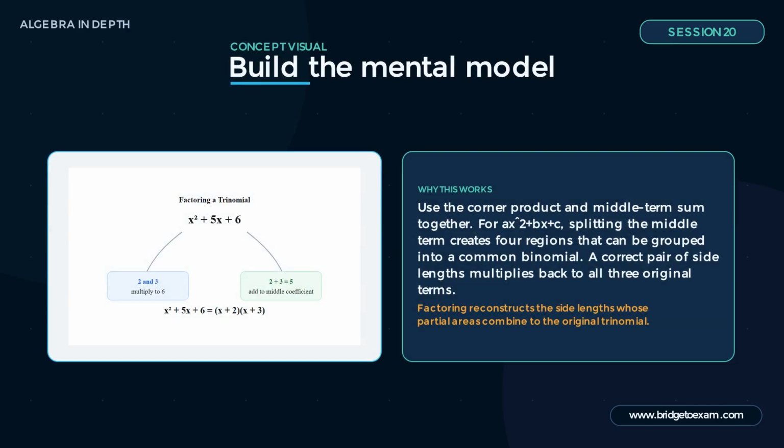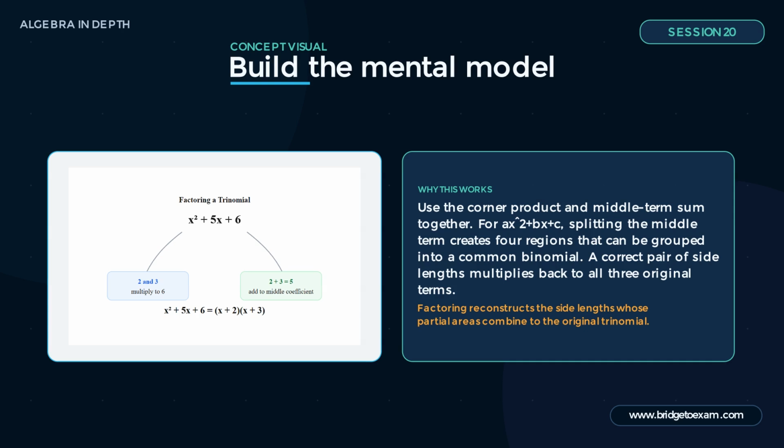Use the corner product and middle term sum together. For x² + bx + c, splitting the middle term creates four regions that can be grouped into a common binomial. A correct pair of side lengths multiplies back to all three original terms.